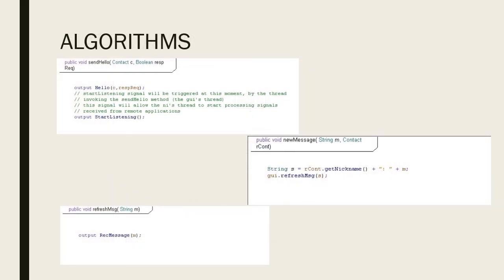In this part of the presentation, we have the algorithm that concerns us for our main functionality, which is receiving message. We have, first of all, the send hello function. It's actually in order to start listening, so an option can be selected. In our case, it will be the chat option. The second one is the new message function, which is defining a format for the to-be-received message by merging the nickname of the sender with the message content into one string. And lastly, the refresh function, which outputs it to the user.